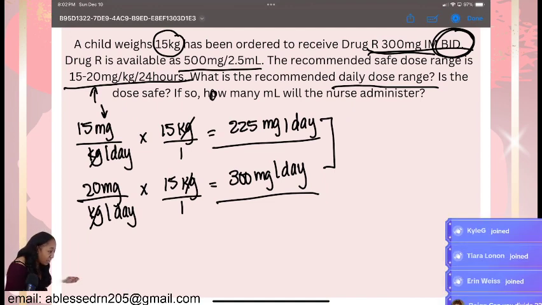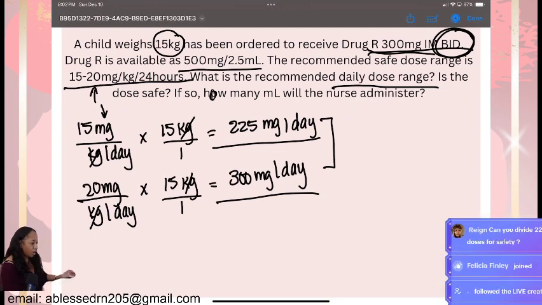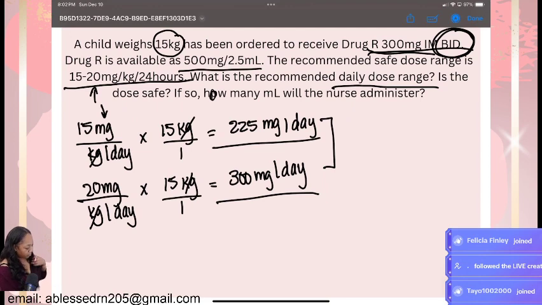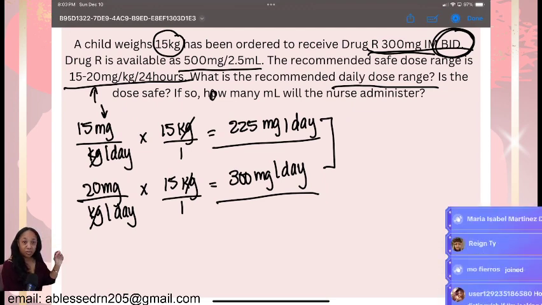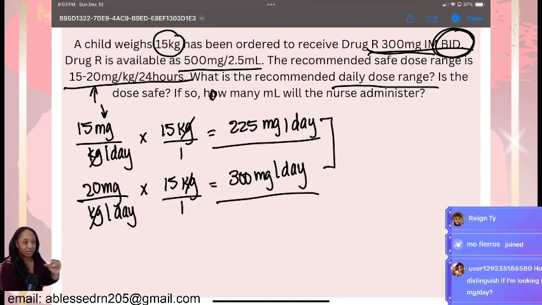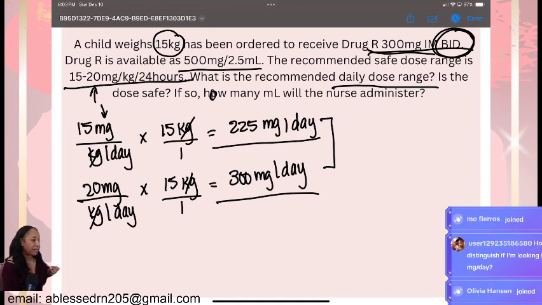Can you divide 225 by 2 doses for safety? You could. That'll tell you how much is in one dose. But when we were answering the question, it just asked for the daily dose. So that's all I solved it for. So just like we did the other problem when we had 1 day and 2 doses, you can add that on, and then you'll see that day will cross out, and you'll have milligram over dose. Over the dose.